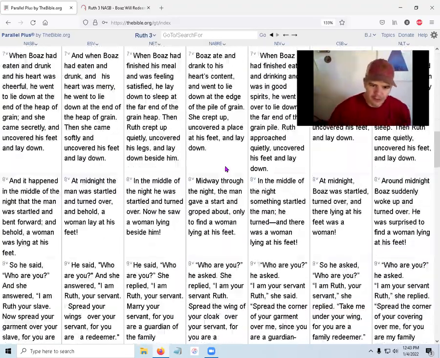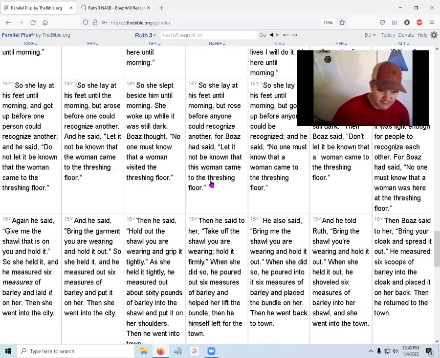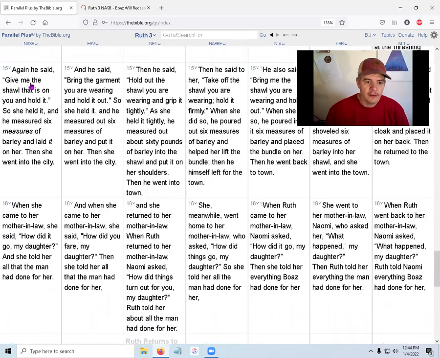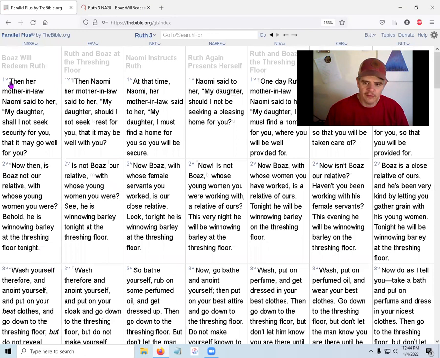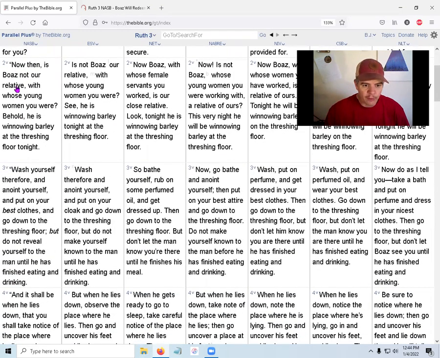Okay, here we go. Ruth, chapter 3. We'll start reading verse 1. Then her mother-in-law, Naomi, said to her, My daughter, shall I not seek security for you, that it may go well for you? Now then, is Boaz not our relative with whose young women you were? Behold, he is winnowing barley at the threshing floor tonight. Wash yourself, therefore, and anoint yourself, and put on your best clothes, and go down to the threshing floor. But do not reveal yourself to the man until he has finished eating and drinking.